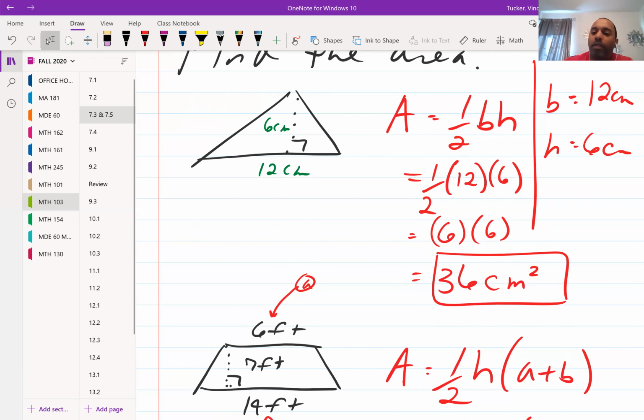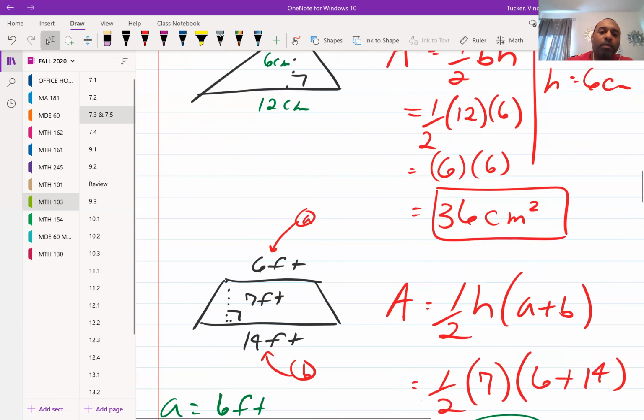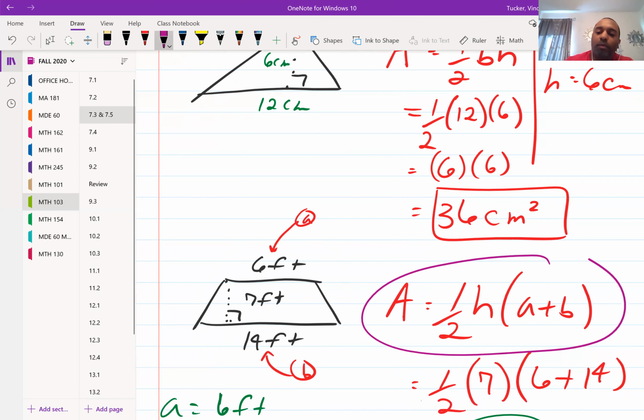Next one we have a trapezoid, in which the top side is 6 feet, the bottom is 14 feet, and the height of the trapezoid is 7 feet. And that's our formula right there for a trapezoid: 1/2 times h times (a plus b).